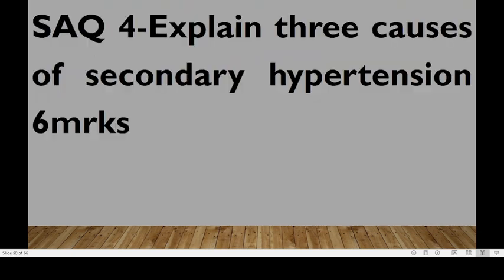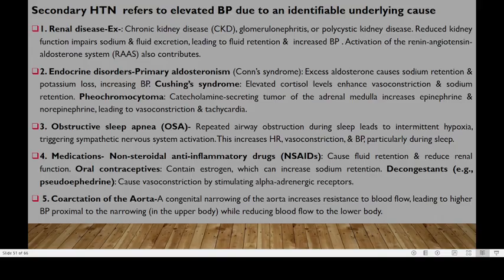Three causes of secondary hypertension. Secondary hypertension can be caused by renal diseases, endocrine disorders, obstructive sleep apnea, use of some medications, and coarctation of the aorta.